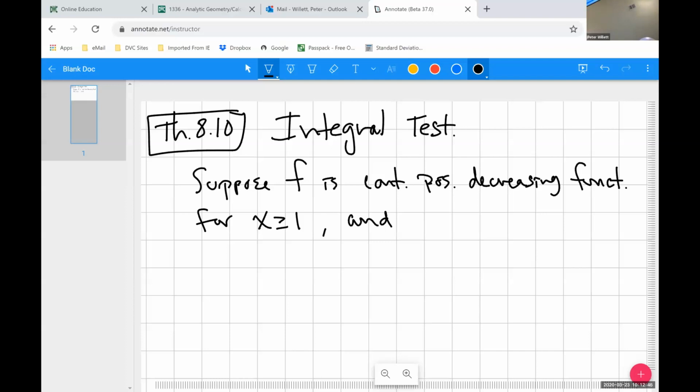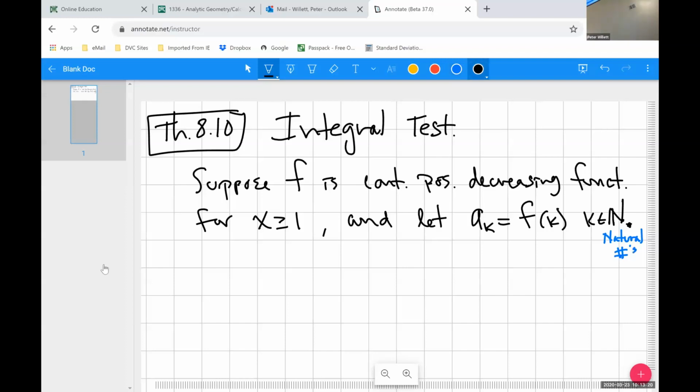And let the terms of a sequence a sub k be equal to f of k for k a member of the natural numbers. I know you don't like these symbols, but this is natural numbers. Let's put that in here. Natural numbers, again, are 1, 2, 3, 4, 5, 6. They're just like counting numbers.